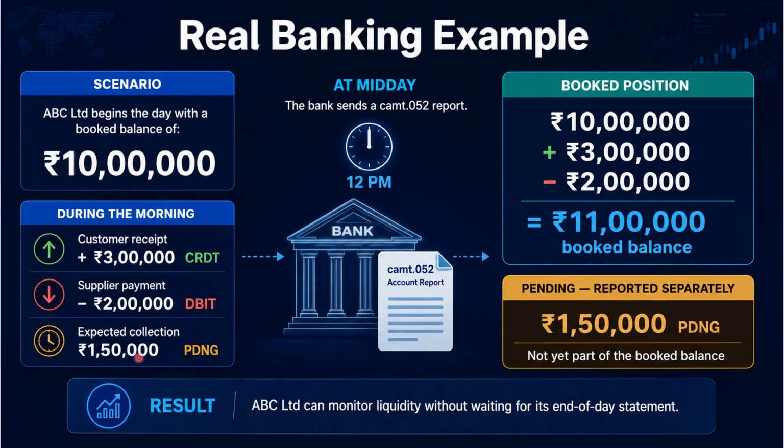An expected collection of 1,50,000 rupees is reported as PDNG. At midday, the bank sends a camt.052 report. The booked position is 10 lakh plus 3 lakh minus 2 lakh, giving a booked balance of 11 lakh rupees. The pending 1,50,000 is reported separately and is not yet included in the booked balance. This helps ABC Limited monitor its liquidity without waiting for the end-of-day statement.